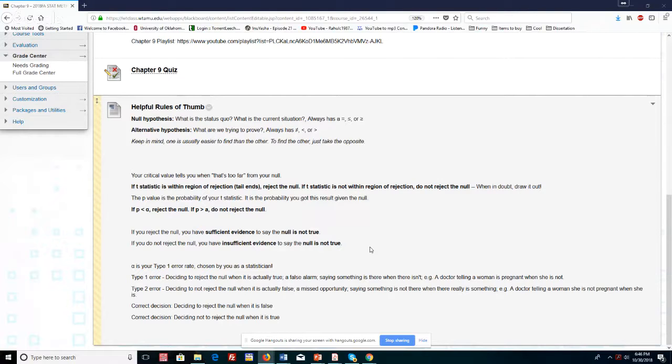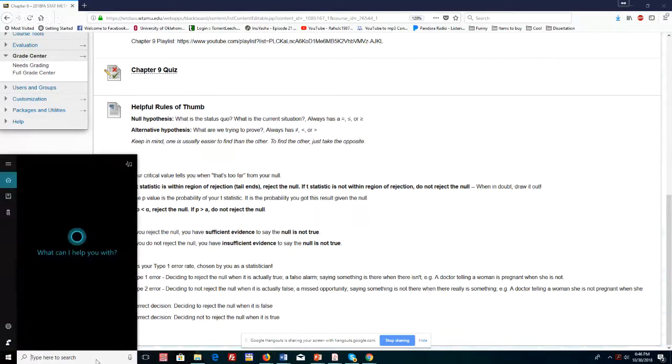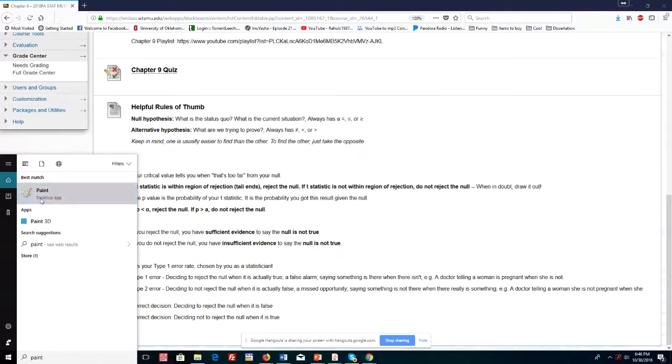So your critical value tells you when that's too far from your null, right? You're trying to find the probability that you would get this result given that the null is true. And that critical value tells you when, okay, we're too far out into the tails. So if your t statistic is within the region of rejection, then you reject that null. So let me just draw that out for you.